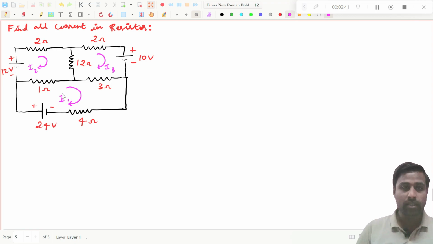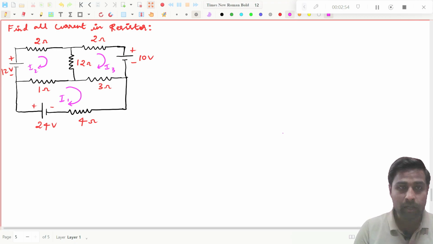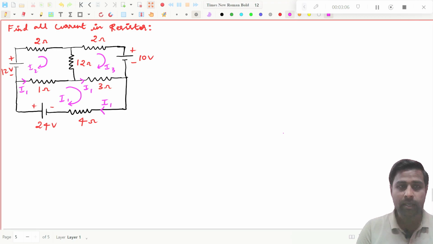So this is I1. I1 will be flowing in this direction in the 4 ohm resistor, and if you go like this, in this direction in the 1 ohm resistor, and in this direction in the 3 ohm resistor. So first I will draw that. In this direction, that is I1. For the 1 ohm resistance, it will be in this direction, and for the 3 ohm resistance, this will be in this direction. So now we have drawn I1.